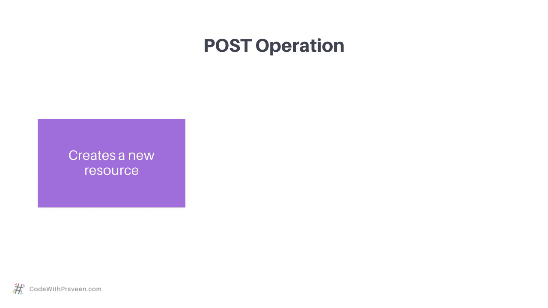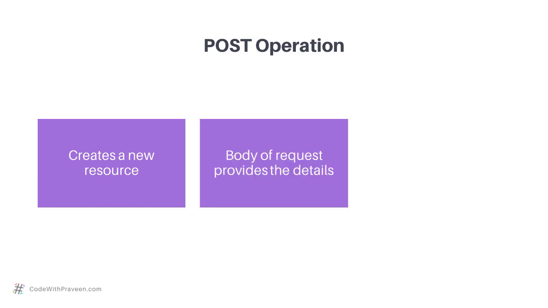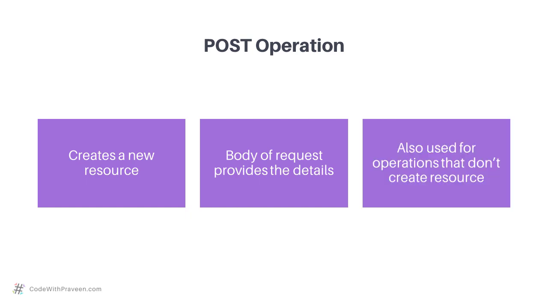Next, we have the HTTP POST operation. This operation is used to create a new resource on the server side. For example, for the courses resource, to create or add a new course to the system, we use the POST operation. In this case, the body of the request is going to contain all the details required to create that specific resource. Hence, the client needs to pass all the details required to create a new resource by providing these details in the body of the request.